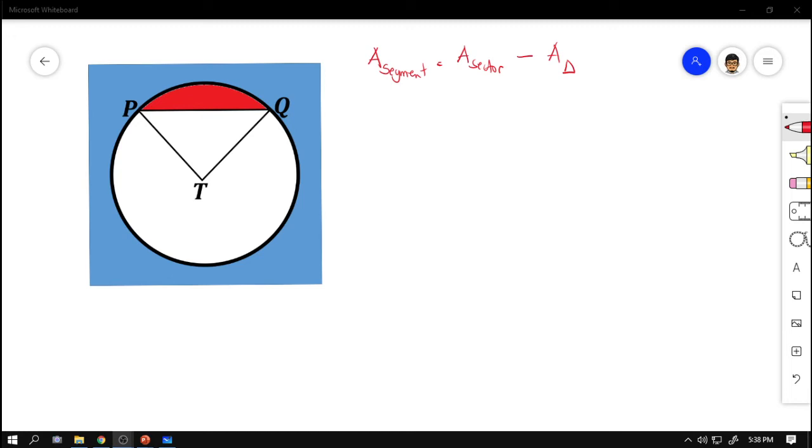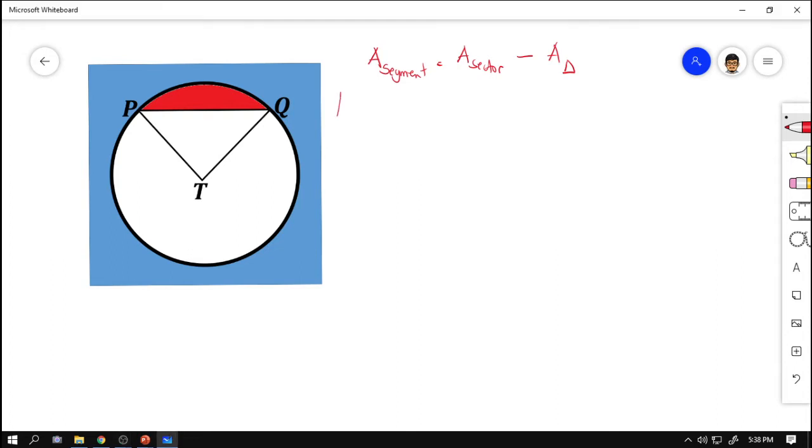So there is actually another method on how you get the area of the segment. Just do not forget that the area of the segment is equal to the area of the sector minus the area of the triangle. Okay? So, discuss natin yung method 2 natin. Yung method 2 natin ganito.